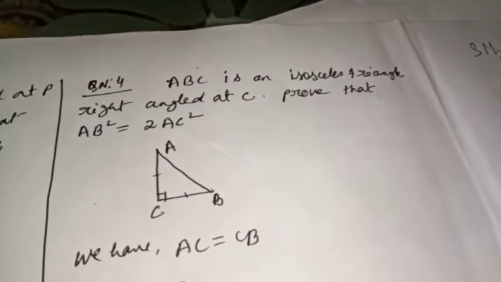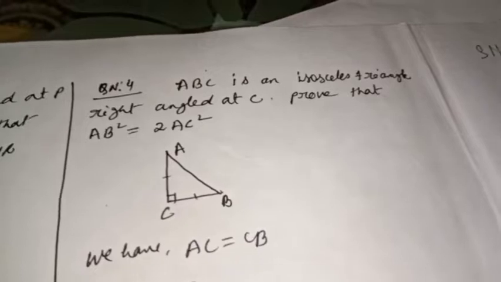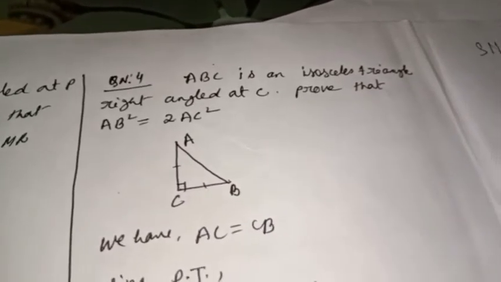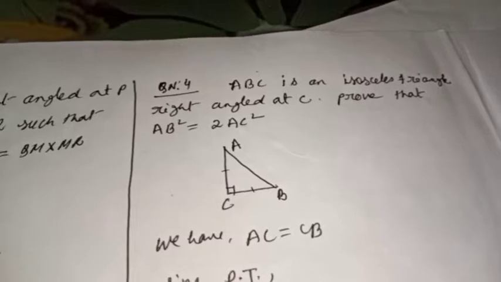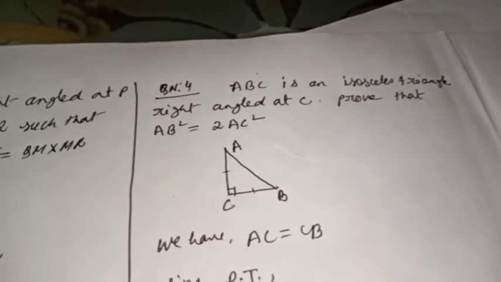Okay. Question number 4. ABC is an isosceles triangle, right angle at C. Prove that AB square is equal to 2 AC square. See, all of you know an isosceles triangle can sometimes also be a right triangle, because isosceles triangle means if two sides are equal. If two sides are equal and also one of the angles is 90, then it is an isosceles right triangle also. That is why an isosceles triangle may sometimes be a right triangle, if one of the angles is 90 degrees.